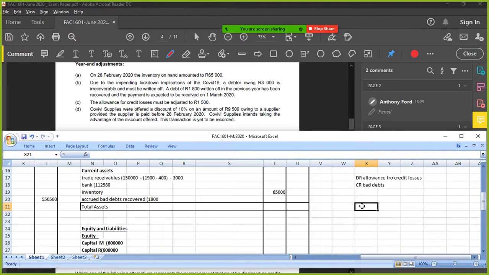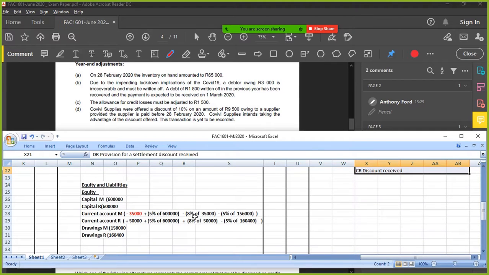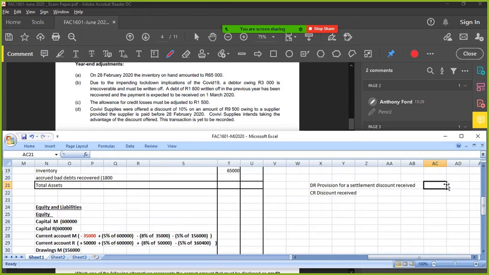Okay, this is what type of discount? Discount that's received. So you're going to debit the provision for a settlement discount received. You'll credit the discount received. So I'm going to provide for a provision that's going to offset my amount owing. So what is the amount going to be? Let's check. 10% of 9,500. So that's 950.